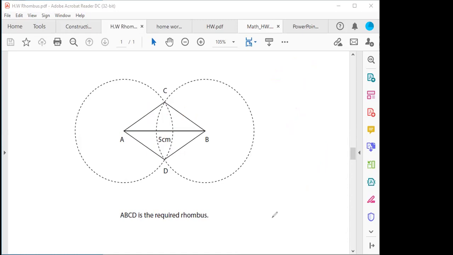Is the name of this rhombus ABCD? It can be CADB, or it can be ACBD or ADBC. So be very careful about the name.